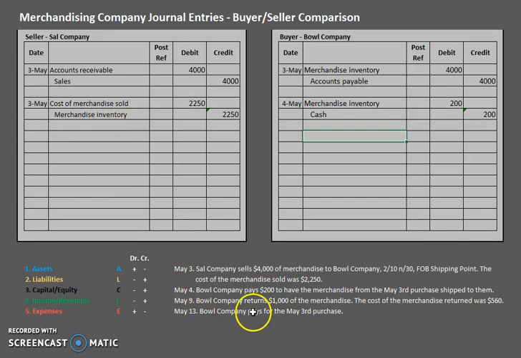Now, May 9th, Bolt Company returns $1,000 of merchandise, and the cost of the merchandise return was $560. So again, this first part, both parties know about, but the second one, only the seller knows about. So let's start with the seller.